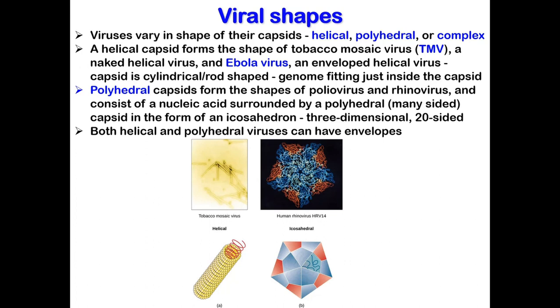Polyhedral viruses consist of nucleic acid surrounded by a polyhedral or many-sided capsid, usually in the form of an icosahedron. Icosahedrons are 3D 20-sided structures with 12 vertices. So what do we mean by vertices? Vertices is the plural of vertex, which is a point where two or more line segments meet. So icosahedrons have 12 vertices. And we can see the icosahedral structure at the bottom right of the slide.